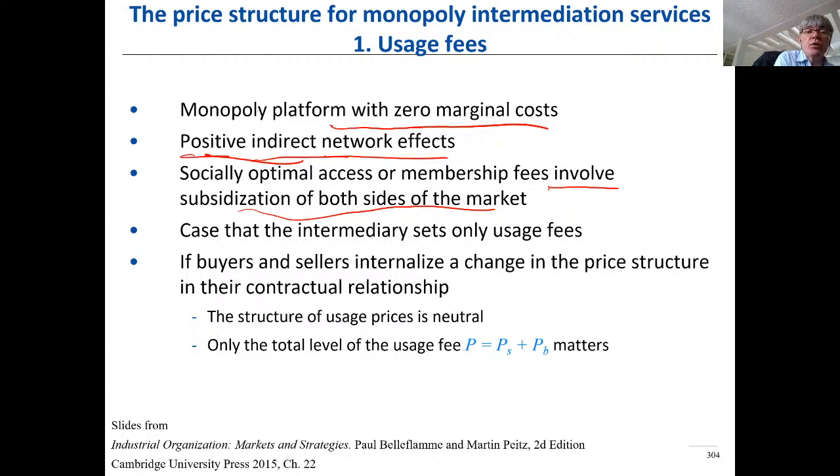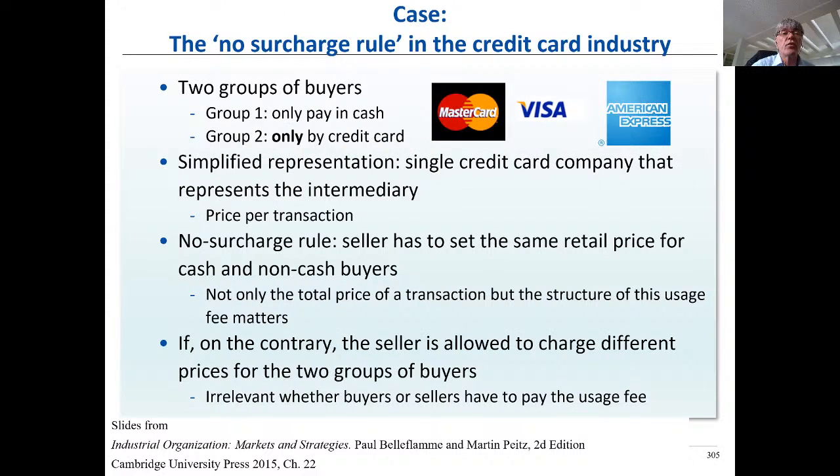So if we look first into this case in which the intermediary sets only a usage fee, we have the following situation, namely that if buyers and sellers internalize any change in the price structure, the structure of the usage price is neutral, and only the total level of the usage fee matters. I think it's easiest to just look into this case. What I tell you now you can find in this IO textbook by Paul Belleflamme and Martin Peitz.